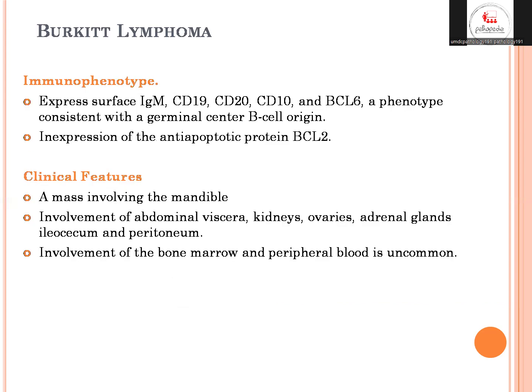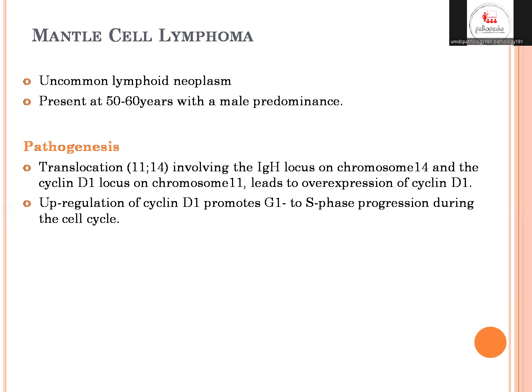On IHC, they express surface IgM, CD19, CD20, CD10, and BCL6, a phenotype consistent with a germinal center B cell origin, and express the anti-apoptotic protein BCL2. Clinically, they appear as a mass involving the mandible, involvement of abdominal viscera, kidneys, ovaries, adrenal glands, ileocecal region, and peritoneum. Involvement of the bone marrow and peripheral blood is uncommon.